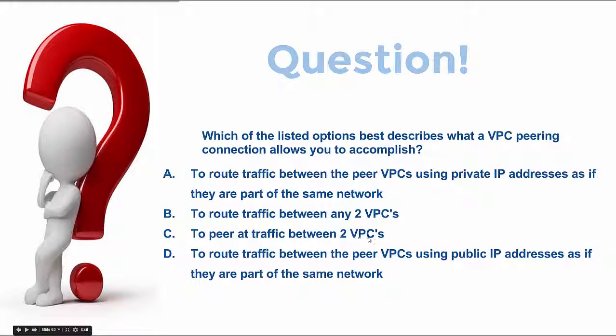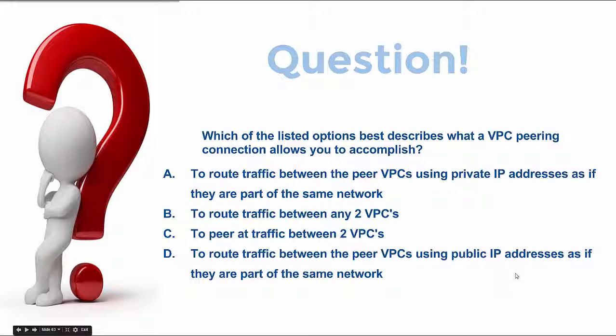Just one point here: if you're doing an exam and you don't know the answer, like let's say you have no idea about this question, try and eliminate obviously wrong answers. So to me that just sticks out as completely wrong. To peer at traffic, that's absolutely nothing to do with a peering connection. So I could rule that out, and then have a look at the question, and these two are very similar, so I'm thinking it's one of these. So what's the difference between this? Route traffic between private IP, and this one's public IP.